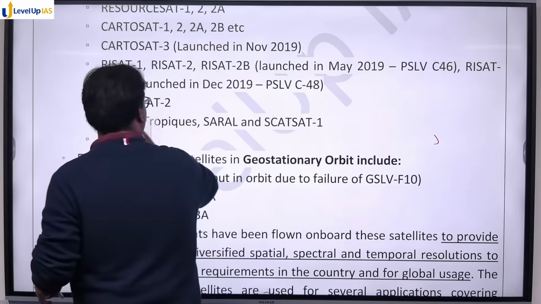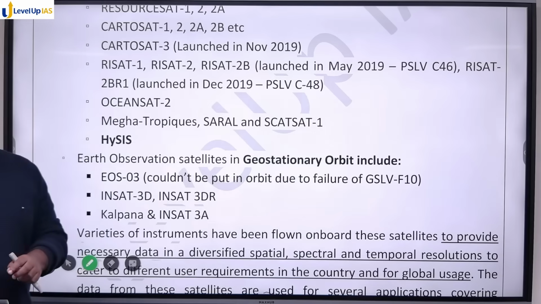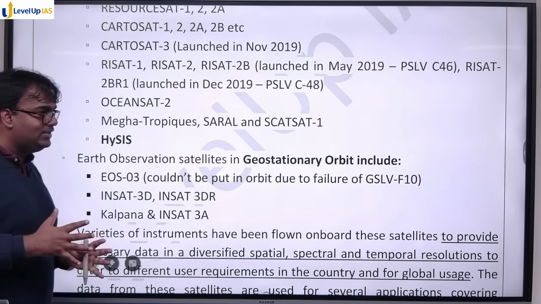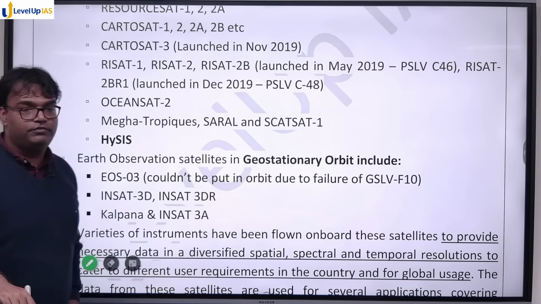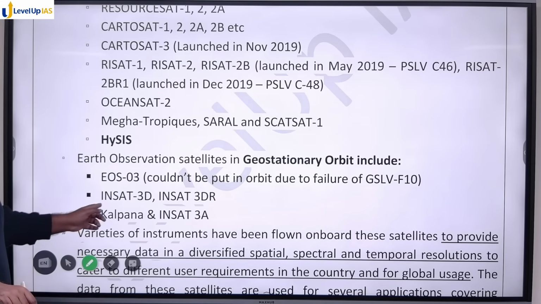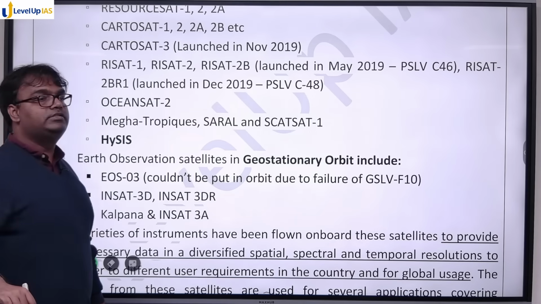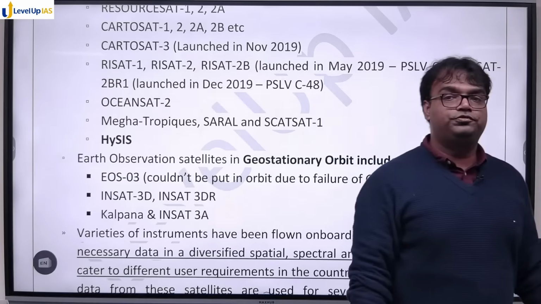Please note, there are some Earth observation satellites in geostationary orbit also. Geostationary से भी Earth observation किया जा सकता है. It won't be as clear as this, but EOS-03, it could not be put in orbit due to failure of GSLV F10. हाँ, EOS-03. INSAT 3D, INSAT 3DR, Kalpana and INSAT 3A. These are the satellites which are in geostationary orbit but are used for Earth observation.